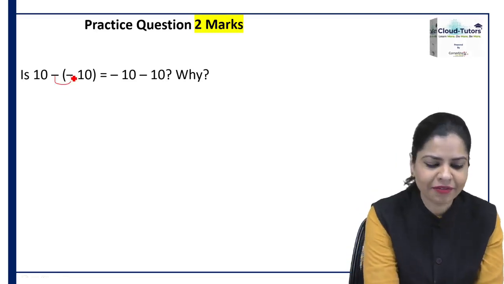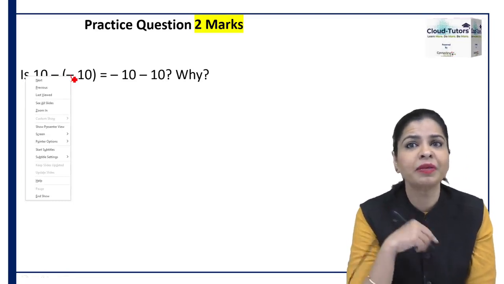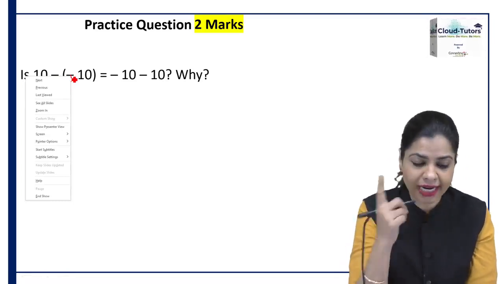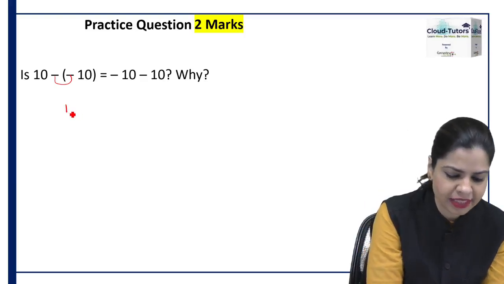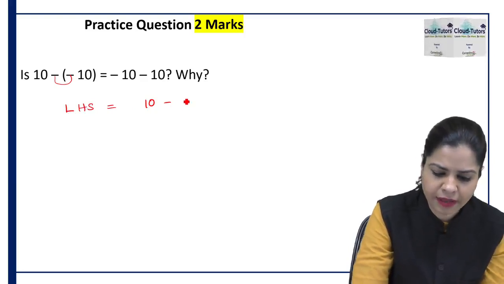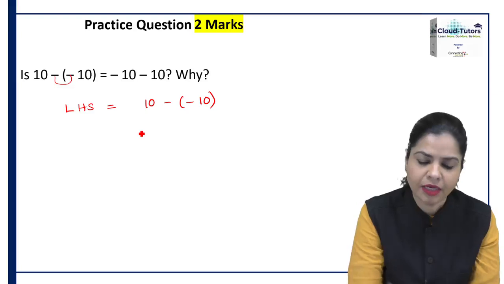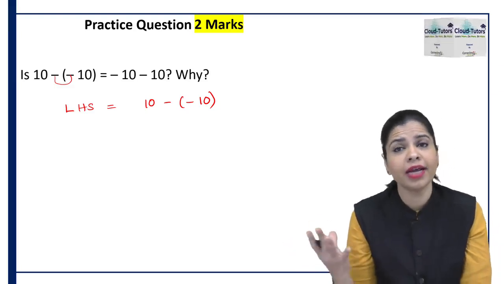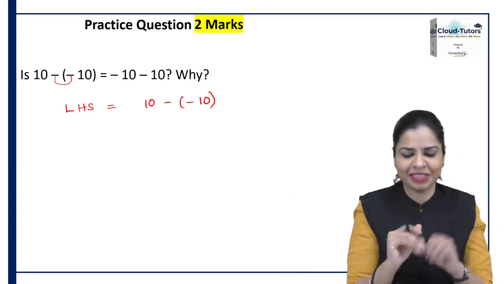Here, what is negative of negative? Minus into minus is plus. We will be talking more in subsequent classes, but yes. What is minus into minus? Plus 10. So let us consider the LHS, and that is 10 minus of minus 10. Why am I not showing with the help of a number line? I need a big number line because the number is big. That is the reason only.